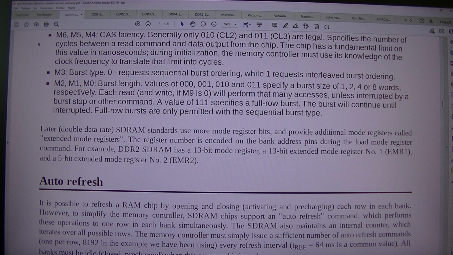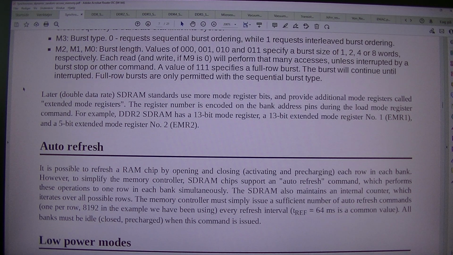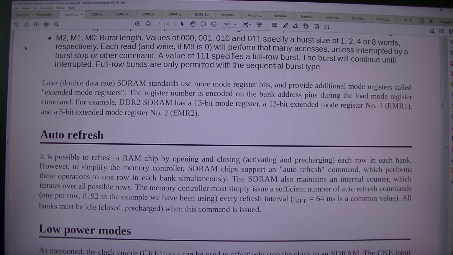M3, burst type. 0 requests sequential burst ordering, while 1 requests interleaved burst ordering. M2, M1, M0, burst length. Values of 000, 001, 010 and 011 specify a burst size of 1, 2, 4 or 8 words respectively.